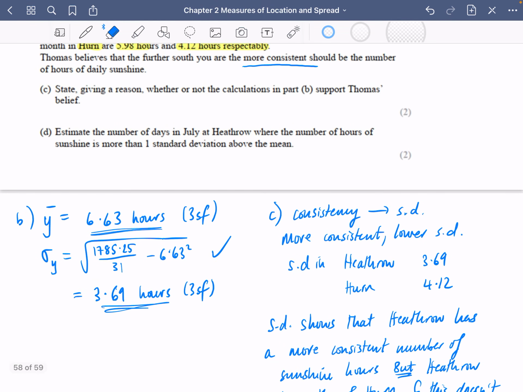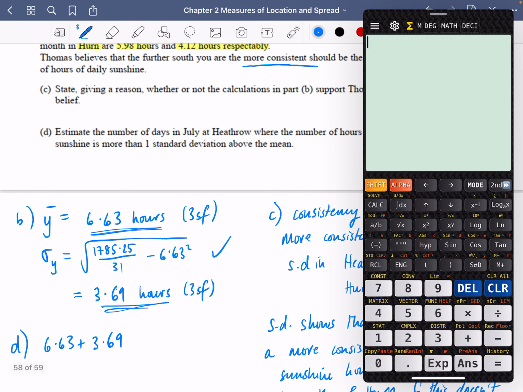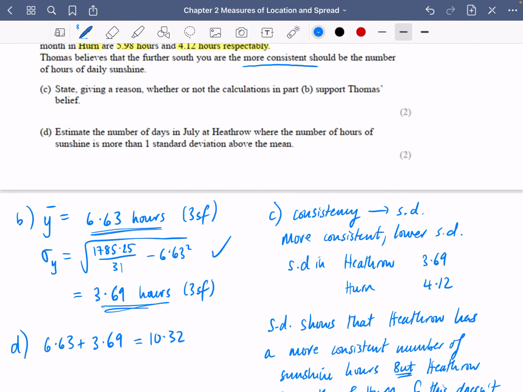Estimate the number of days in July at Heathrow where the number of hours of sunshine is more than one standard deviation above the mean. So for part D of the question, we want to find out more than one standard deviation above the mean. So I'm going to figure out what that value is. This is the mean, and I'm going to add on one standard deviation to that. So I'm going to do 6.63 plus 3.69 is 10.32. So I'm going to figure out how many days are there more than 10.32 hours.